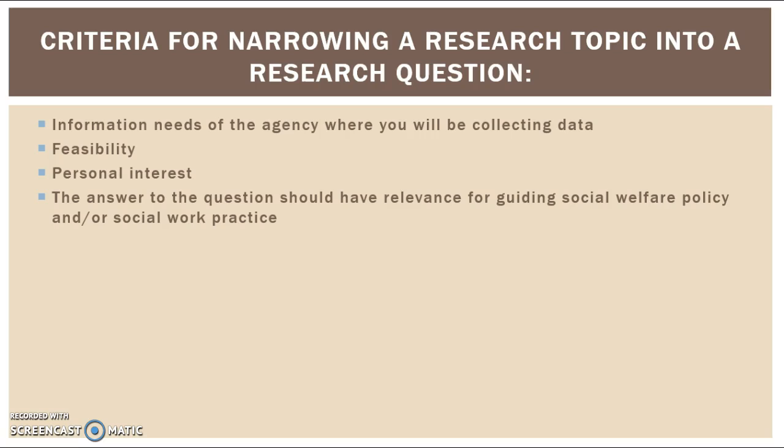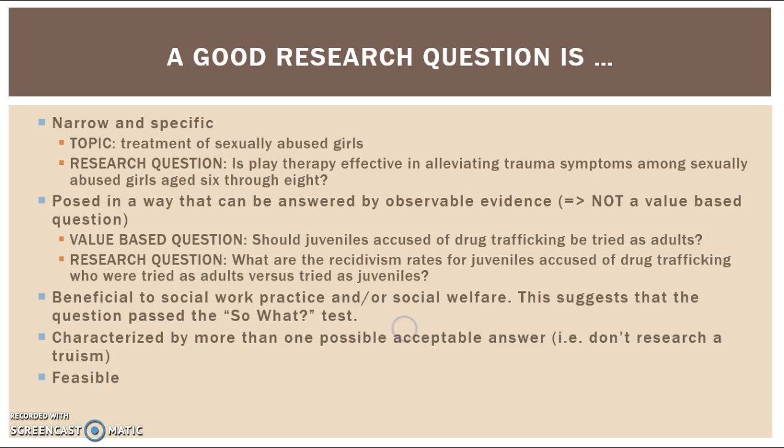You also want to think about the feasibility of your research question and your research. You want to think about your own personal interests, so ensure that you're choosing a topic that is of interest to you. And whatever research question you're seeking to answer, it should have relevance to the social work profession. It should have relevance to, for instance, social welfare policy, social work practice, etc. So think about those 4 factors when you think about narrowing down your research topic into a research question.